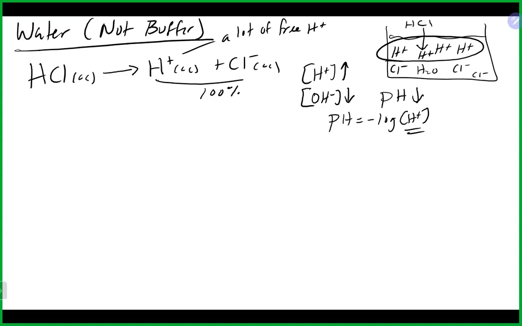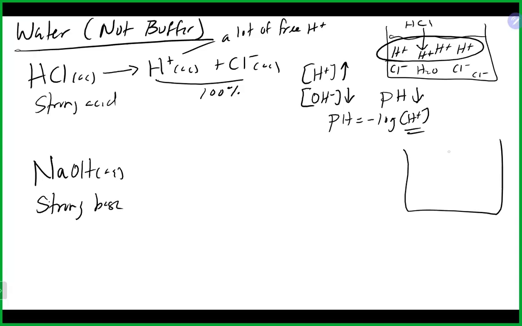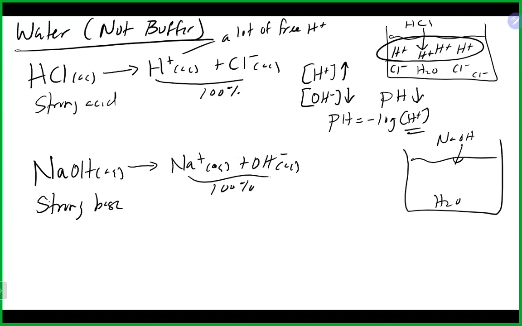Now, if I took some sodium hydroxide, which is a strong base, that's our strong acid. This is our strong base. And I add it to, again, a beaker of water. Because it is a strong base, just like the strong acid, it's going to 100% break apart into ions. It'll break apart into a sodium ion and some hydroxide ion. And again, 100%. So when you do that in our beaker of water, we now have a lot of sodium ions, which is not super important.